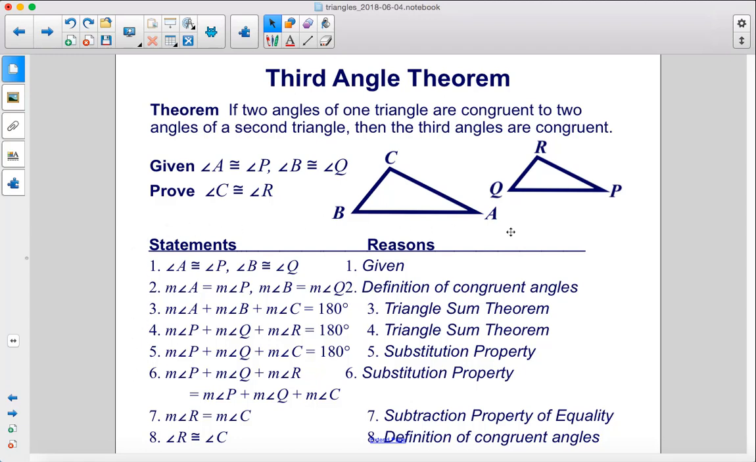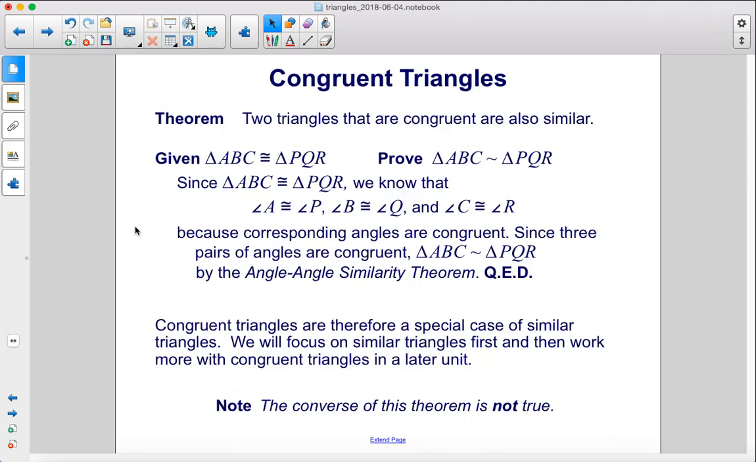Here is the full proof for the third angle theorem. Congruent triangles. Theorem: two triangles that are congruent are also similar. Given that triangle ABC is congruent to triangle PQR, prove that triangle ABC is similar to triangle PQR.